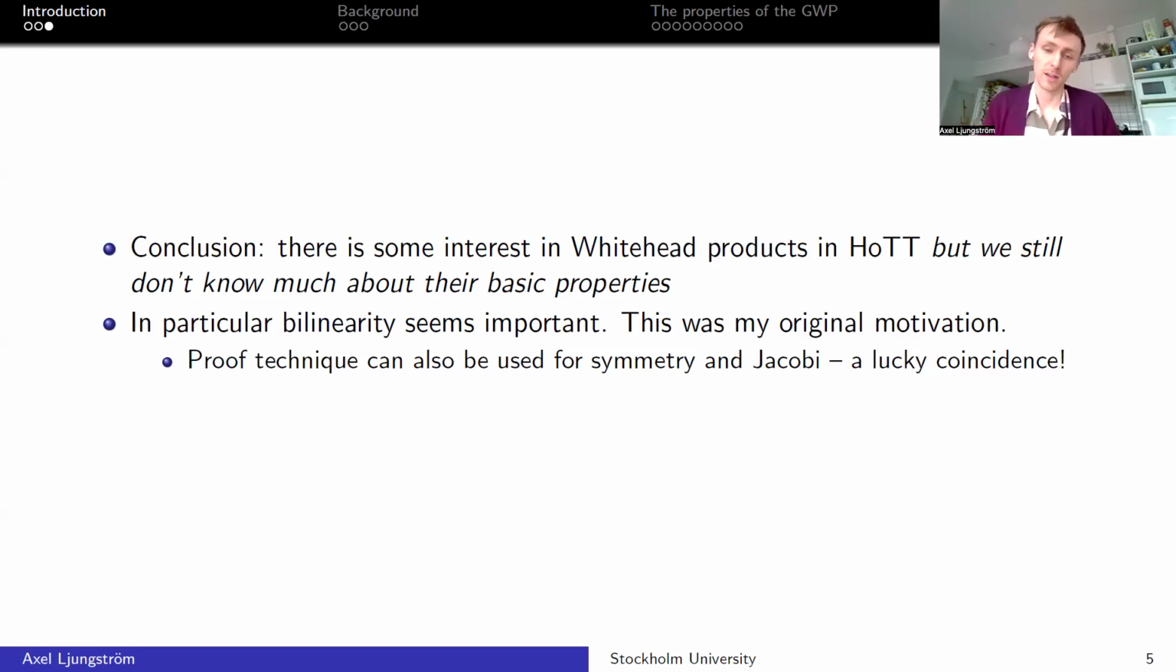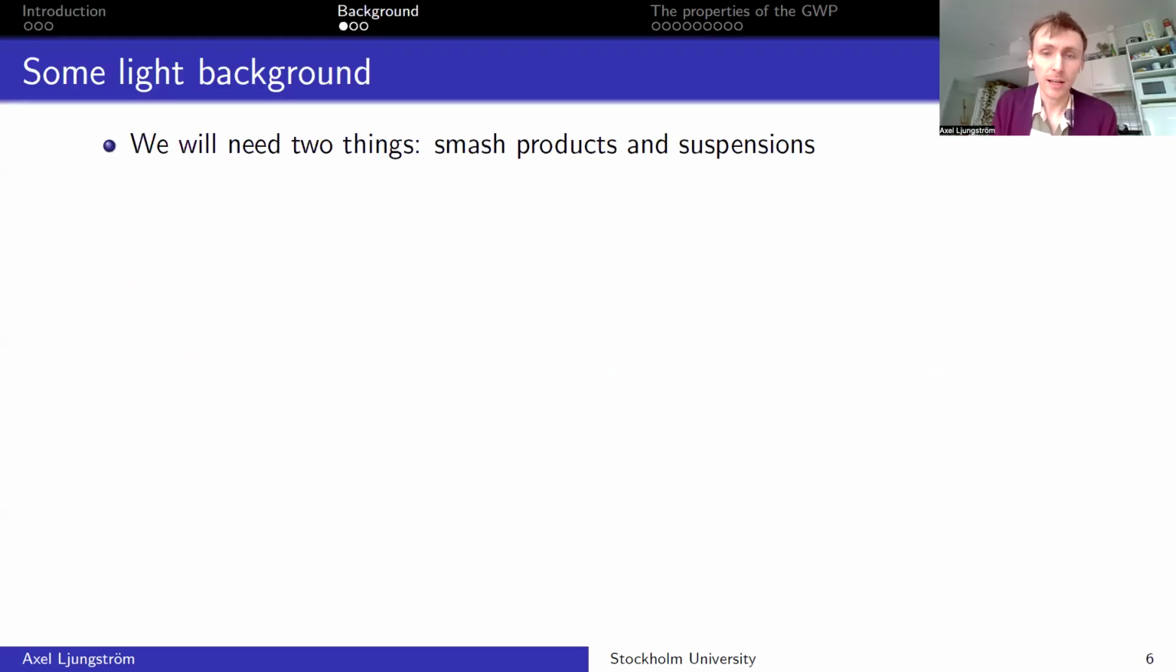So, conclusion: Whitehead products seem important enough in HoTT, but we still don't know much about them. I was particularly interested in proving bilinearity, since at least two independent projects use this property. But it was a lucky coincidence that the proof technique I came up with works just as well for the other properties. So I'll tell you about this proof technique today. We will need some very light background, which I edited two minutes before I started, so let's hope it's still correct.